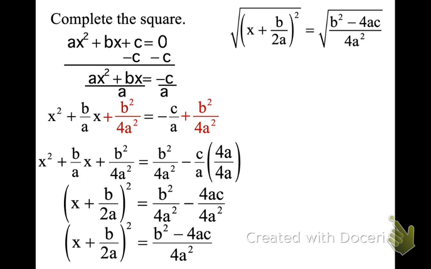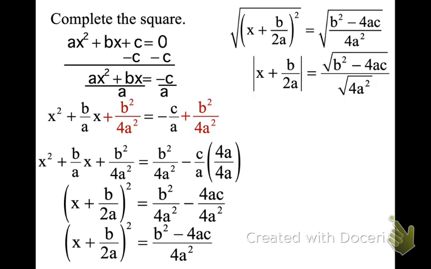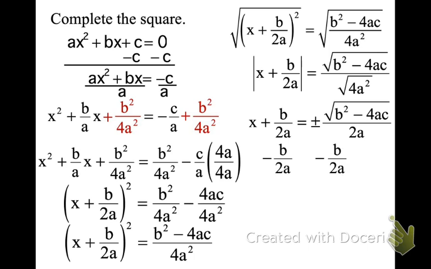Okay, and now on the left side we're going to get the absolute value of x plus b over 2a is equal to the top. The numerator is not a perfect square, but the denominator is. So I'm going to separate those. And in the denominator, we're going to get 2a, right? So we're pretty close. We've got to get that x alone. And now I'm going to subtract b over 2a from both sides.